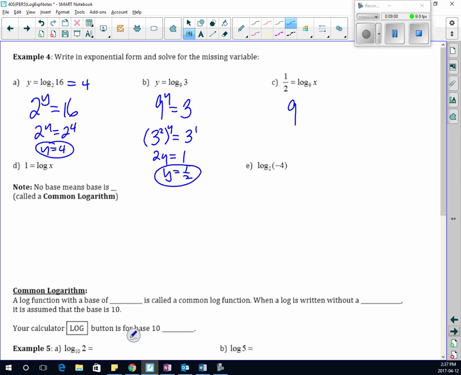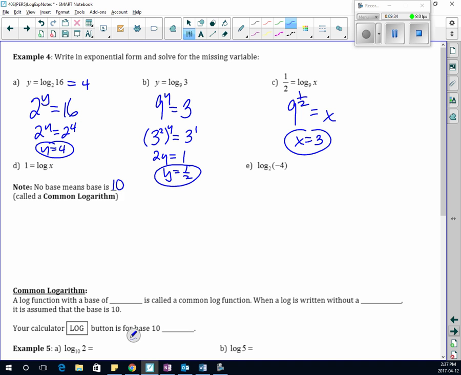9 to the power 1/2 equals x. So yeah, x equals 3. Very good. Okay, next one. 1 equals log x. Notice there's no base this time, so this is something that you need to know. No base means the base is not base 1. It is 10. It's the base 10 system, right?